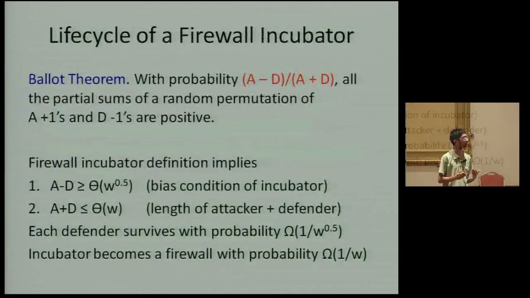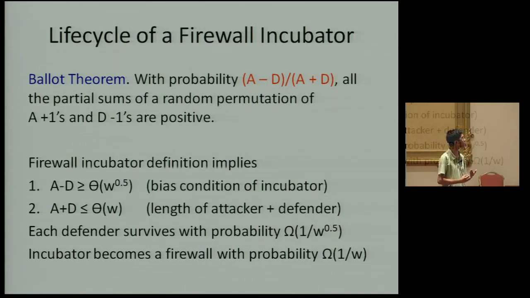We do this using the Ballot theorem. The Ballot theorem says that with probability (A minus D) over (A plus D), all the partial sums of a permutation of A +1s and D -1s will be positive. You can think of this as an election where you have A votes for the winner and D votes for the loser, and if you pick them out one by one and count each winning vote as a +1, then the winner will basically always be in the lead. In this application of the Ballot theorem, we're going to let A be the number of blue attackers and D be the number of green defenders.